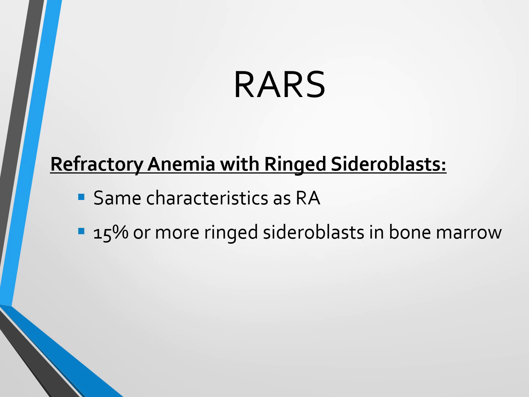So the next type of myelodysplastic syndrome is going to be our refractory anemia with the presence of ringed sideroblasts. So we're going to be seeing into the bone marrow. We're going to use that Perls' Prussian blue. And essentially what we have is those same characteristics as refractory anemia, but in this case we have 15% or more ringed sideroblasts in the bone marrow when we use that Perls' Prussian blue to view our iron stores.